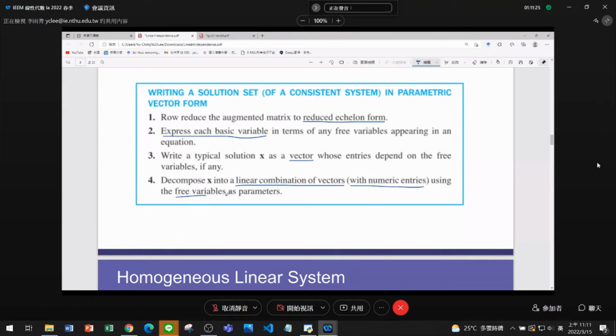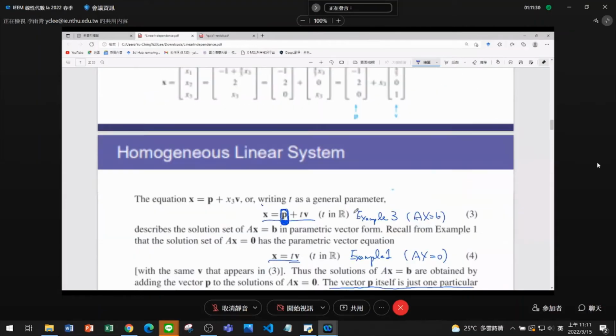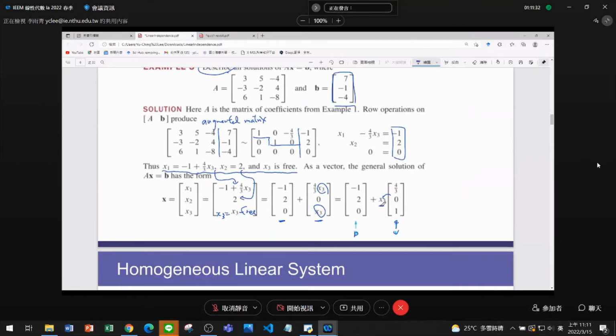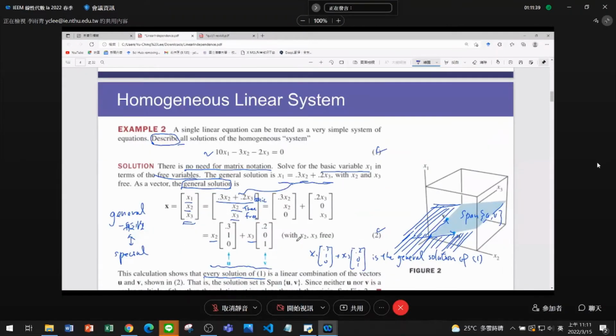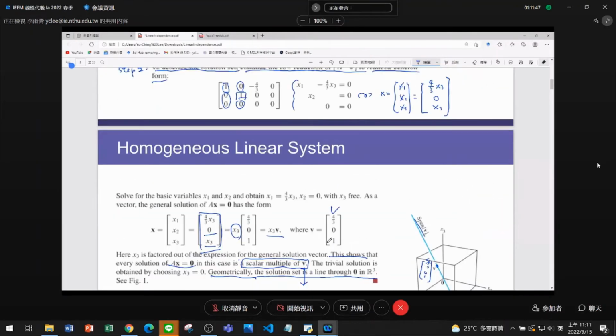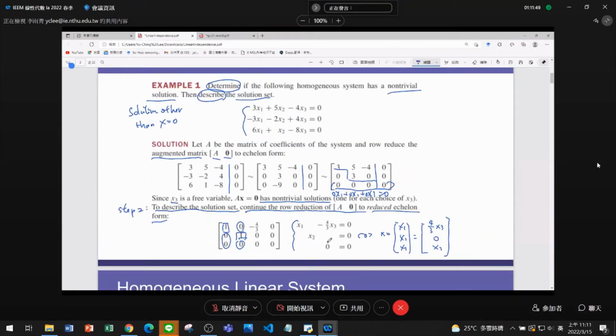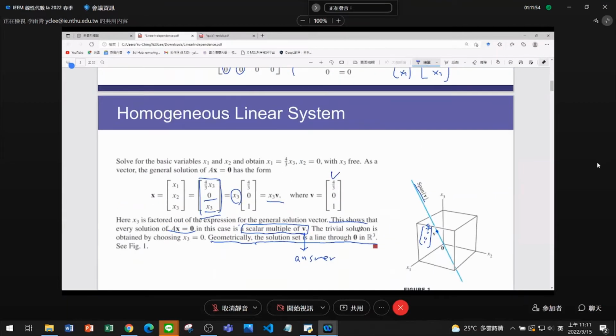The free variable in this example is x3. x3 is the free variable in example 3. And then in example 2, I have two free variables. Basically, x2 and x3 are both free variables. And then the first example is the same as the third example. And here the free variable is x3. So x3 is written right here as the parameter.